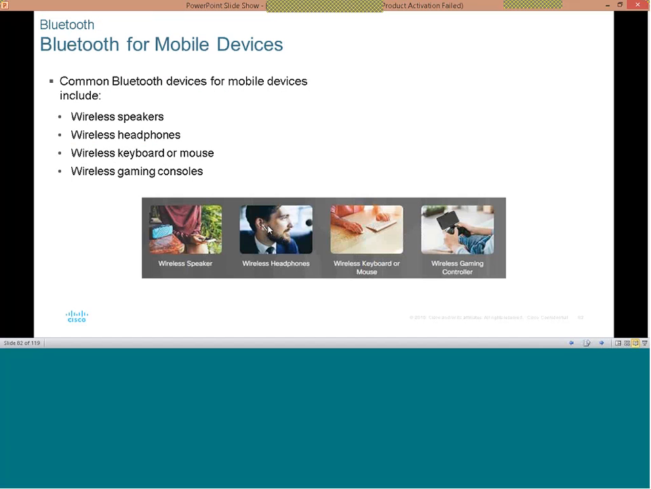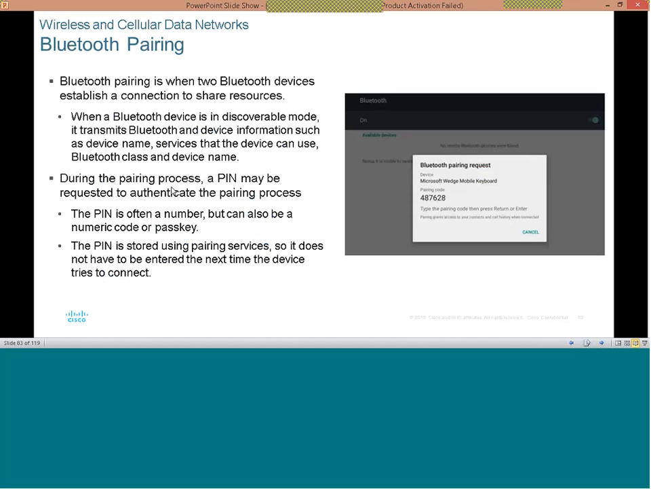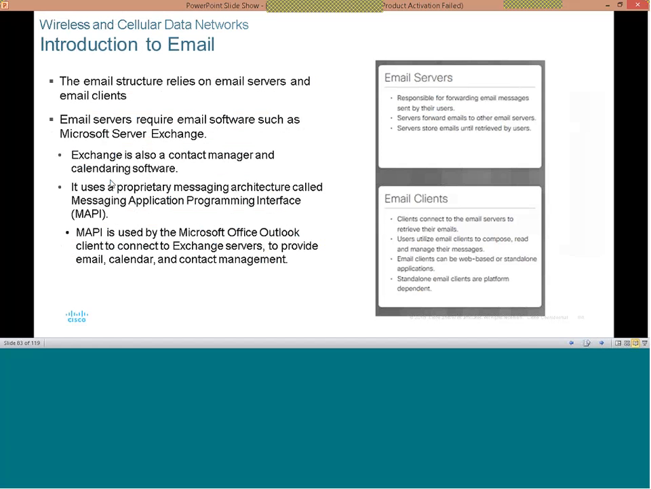And then this is the Bluetooth for mobile devices. Common Bluetooth devices for mobile devices include wireless speakers. You can use it for your headphone, your keyboard, your gaming console. If you do Bluetooth pairing, you can pair your mobile phone with your laptop to share resources. Each time you do that, it requires some security. The two devices will exchange that for authentication, so there must be a PIN you have to enter to connect the two devices.